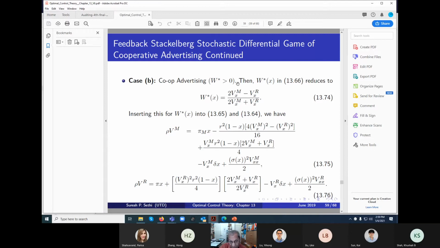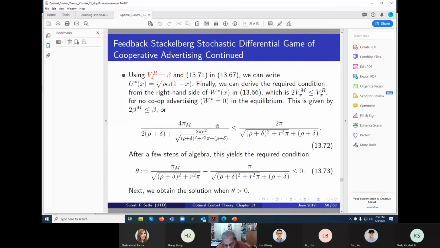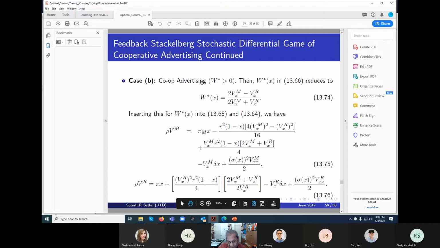Now we do that W star bigger than 0. So we already solved the case. So now we know if this is not the case, then the other case must be there. So now we are saying theta is strictly bigger than 0. If theta is strictly bigger than 0, then this is going to be the case. And if this is going to be the case, then W star x is going to be exactly this. There's no max 0 this. And I can substitute this guy into those 2 equations, and I get the 2 equations now. So this is my new HJB equations.